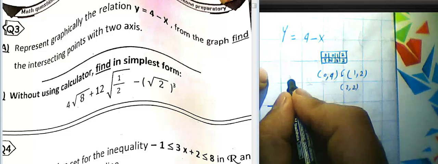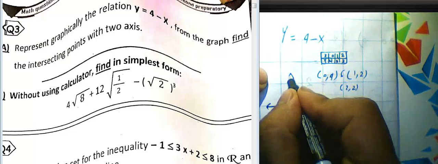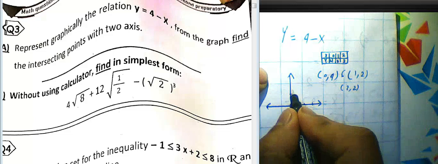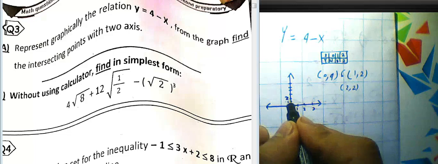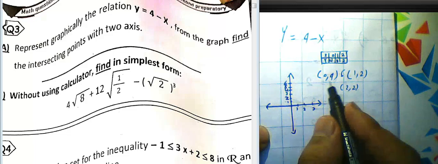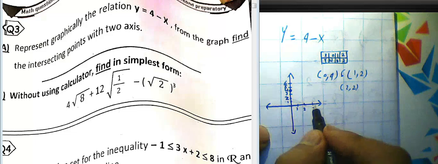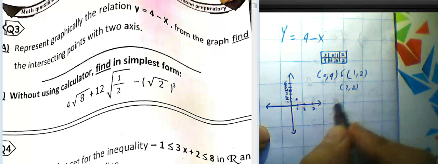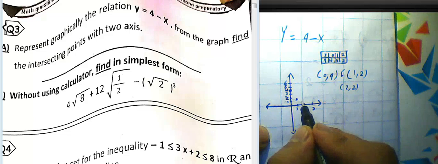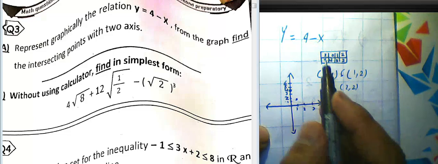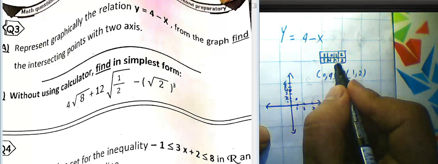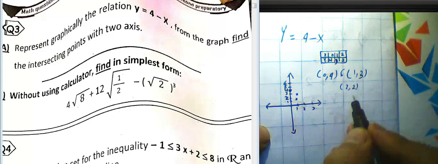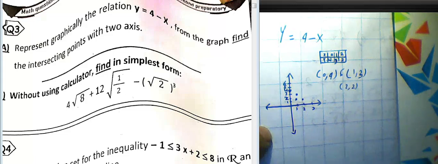And then we can draw graphically here. You can use a notebook to draw here 1, 2, 3, 1, 2, 3, 4, 5, 6. The first point is 0 and 4 here. Then 1 and 3, 2 and 2, and then you can use a ruler to draw a straight line.